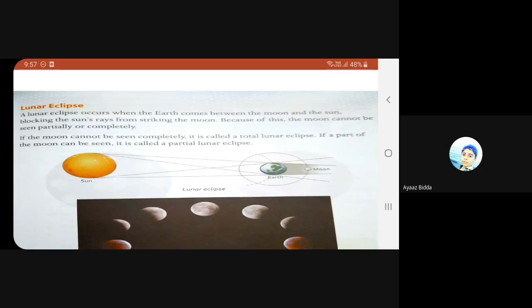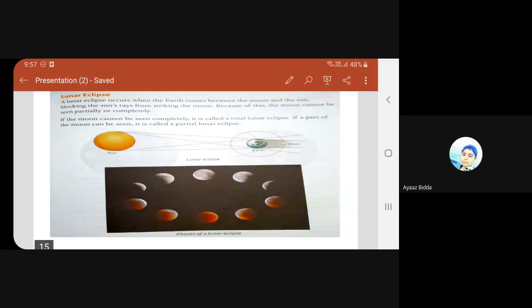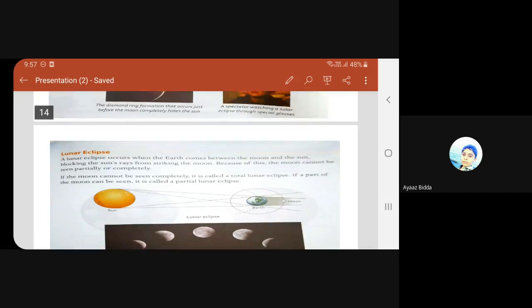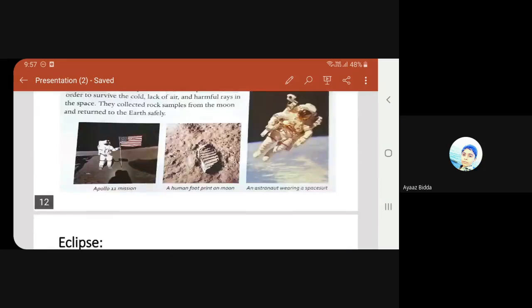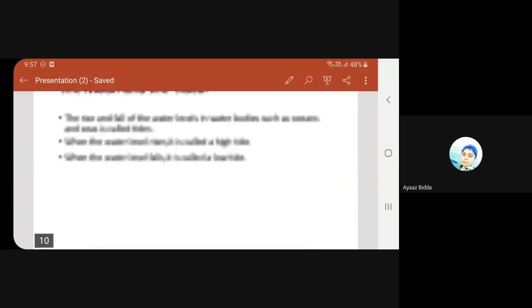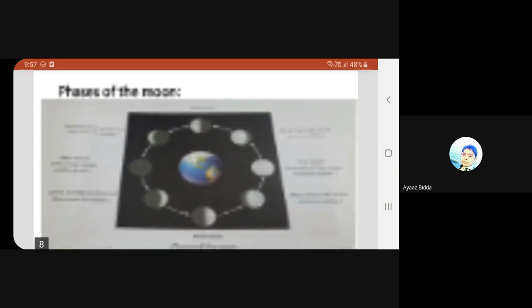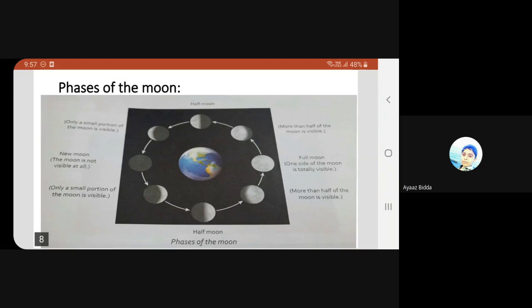What does full moon mean? When the moon appears complete. Here we had learned the different phases of the moon. The moon appears different every day. When we can see the complete moon, it is known as full moon. When one side of the moon is totally visible, it is known as what, beta? It is known as full moon.